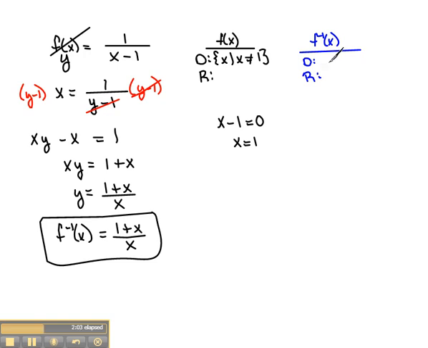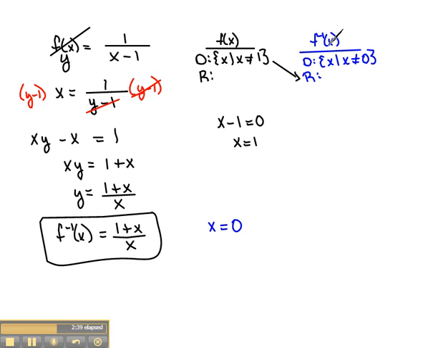For the domain of our inverse function, we could use any x value except what would create a 0 in that denominator. Where x would equal 0, we have a problem. So our domain would be the set of x's such that x cannot equal 0. Now, because of the way inverses work, the domain of the original is the range of the inverse, because we've switched out the x and the y values.